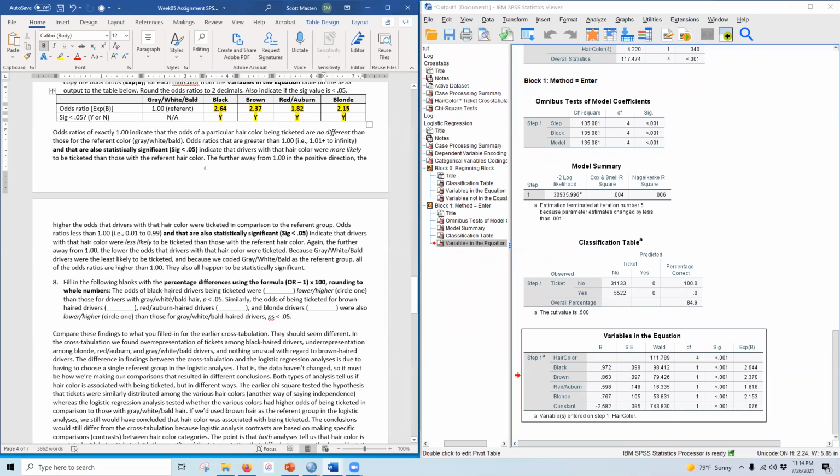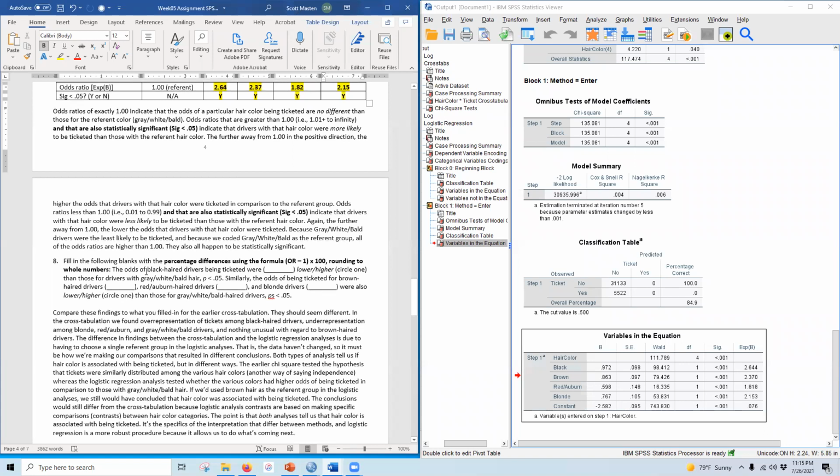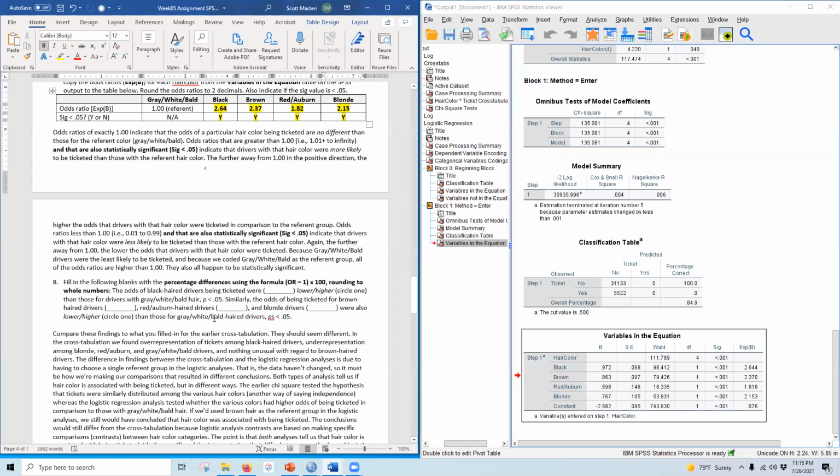So fill in the following table. Use the percentage difference formula, which is odds ratio minus 1 times 100, and round to whole numbers. All right, so the odds of black-haired drivers being ticketed were, let's see, we're going to round this percentage difference. So we take 2.64 minus 1 would be 1.64 times 100 is 164%. And they are higher odds of crashing because that's an odds ratio that is greater than 1. So they had way higher odds of crashing compared to gray, white, bald-headed drivers.